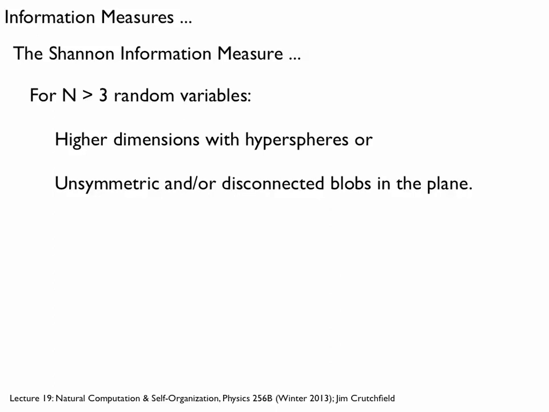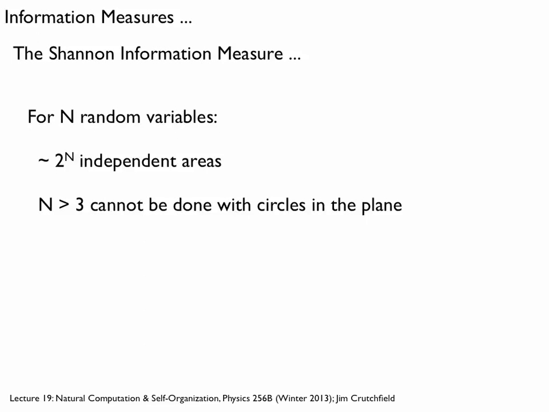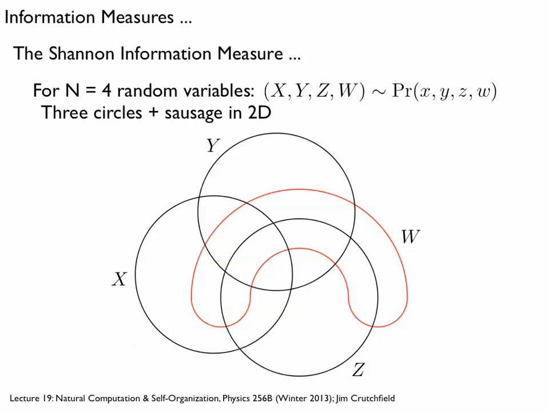We have a roughly exponentially growing number of areas or atoms, and you really can't do it for four or more variables in the plane. So here's one example. There's a small industry of people who've worked through possible Venn diagrams. We have some choices in the shape. Sometimes for some problems, one shape might be more useful than the other.